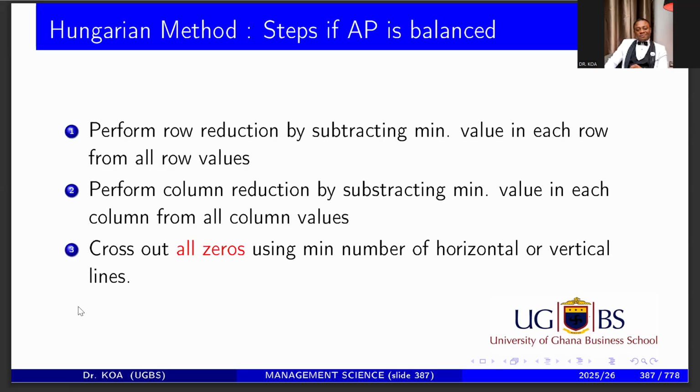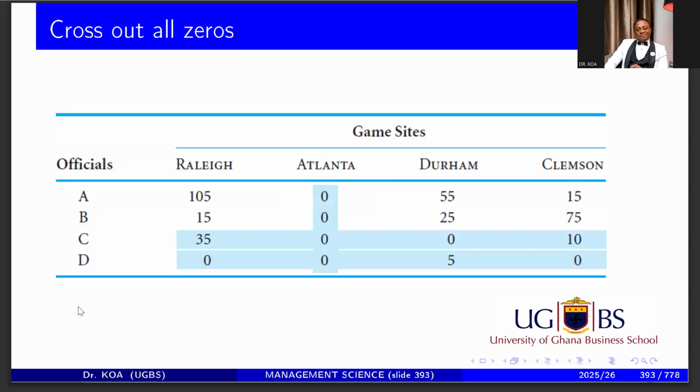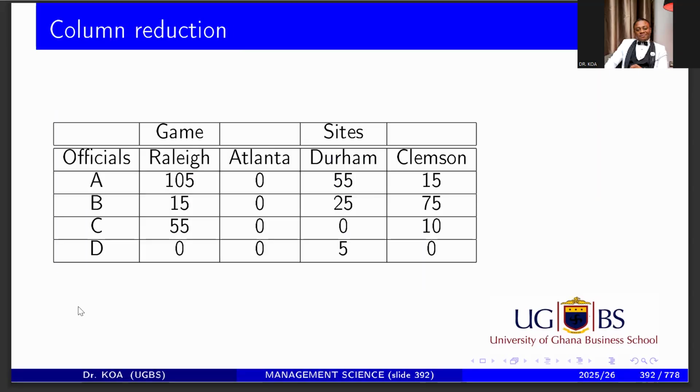The next step is cross out all the zeros using the minimum number of horizontal or vertical lines. This is critical. This is the tough part. Cross out all zeros using the minimum number of horizontal or vertical lines. So now when you go here, this is where we have gotten to. Where is that? No, here.